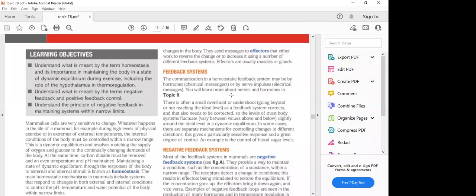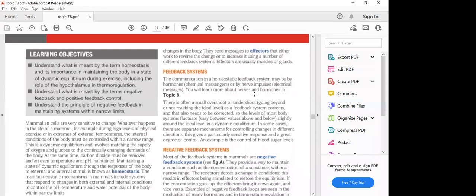We will learn more about the nerves and hormones. So suppose it's cold outside. The neurons which are spread over the body surface will give the feedback. After getting the feedback, what will happen? These neurons will give the message to the brain. After the message reaches the brain, the brain starts controlling everything. Along with that, hormones also help to control the body. That is called homeostasis. That's how the temperature is maintained.